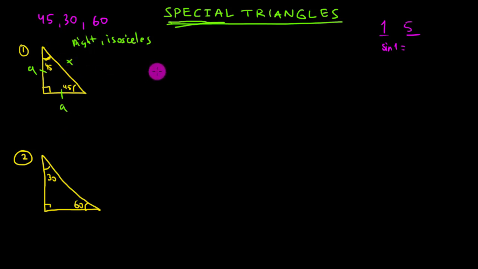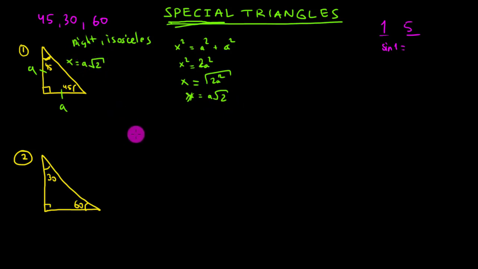So you can find x using the Pythagoras theorem. x squared is equal to a squared plus a squared. So x squared is equal to 2a squared. So x would be a square root 2. So x would be equal to a root 2.